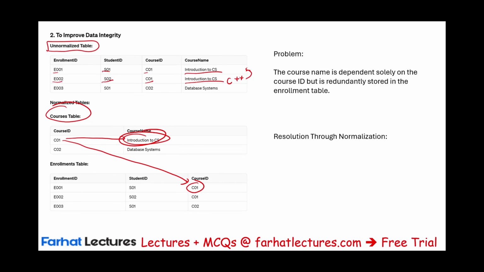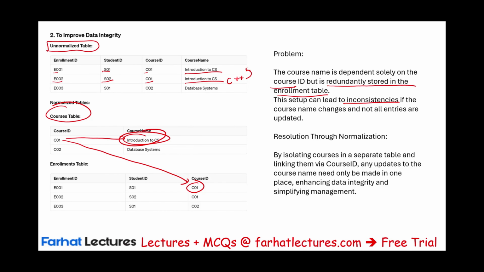So the course name is dependent solely on the course ID, but is redundantly stored in the enrollment table. This setup can lead to inconsistencies if the course name changes and not all the entries are updated. Redundancy and integrity go hand in hand, in a sense. So by isolating courses in a separate table and linking them via course ID, any update to the course name need only be made in one place, enhancing data integrity and simplifying management. So that will solve the problem.